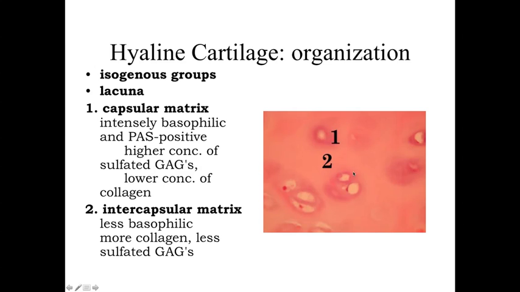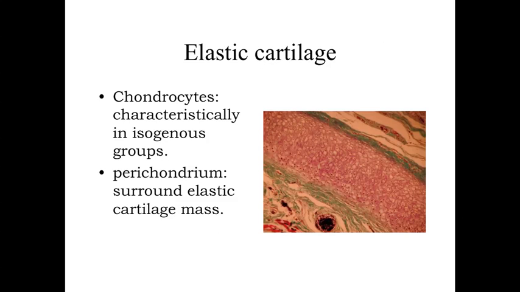So we got more of the bluish staining appearance, more of the basophilic staining appearance immediately around these chondrocytes within the capsular matrix. In the intercapsular matrix, this pinker staining region out here, we got less of the basophilic staining from the glycosaminoglycans and more of the collagen. Collagen stains pink because of its protein characteristics, and so it's going to stain kind of a pinker region, or at least a less basophilic region in that intercapsular matrix area.